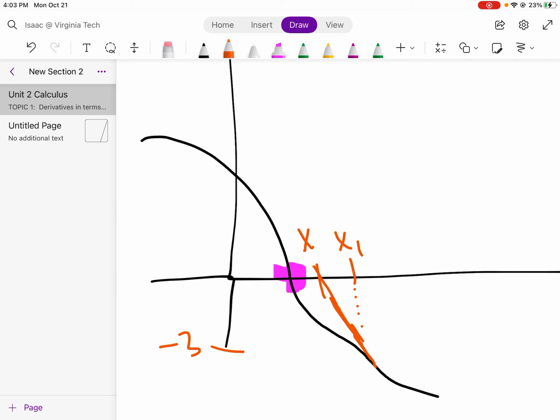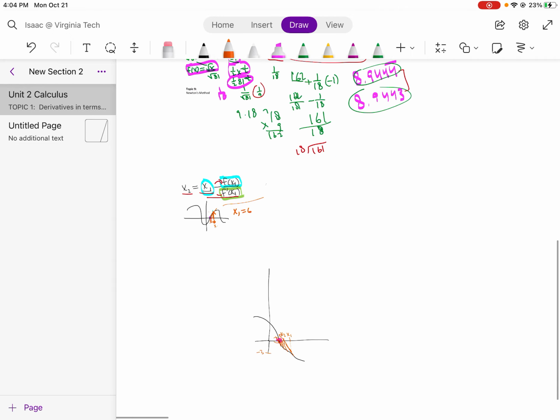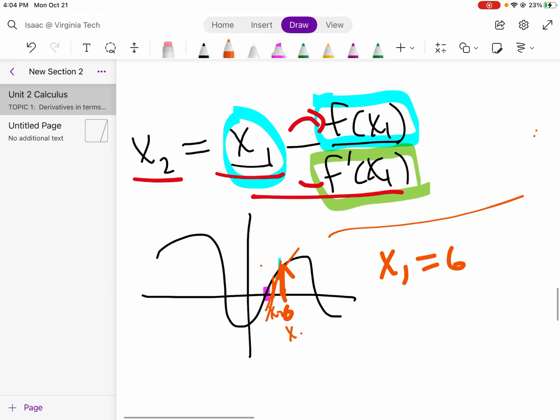This becomes our x2. Then we go right back down here again, tangent line again, x3, and we get closer and closer and closer until we finally get to it. That's what Newton's method is visually. You need to know that, but you also need to know how to use this equation. So you don't need to only know it graphically. So I hope that makes sense. I'm sorry that I had to change it up. I was just trying to make it visually look easier.